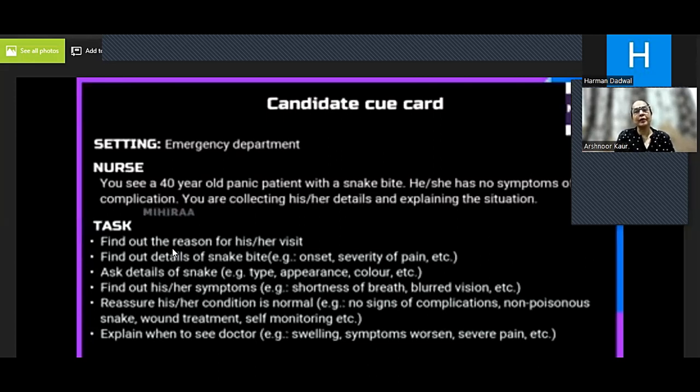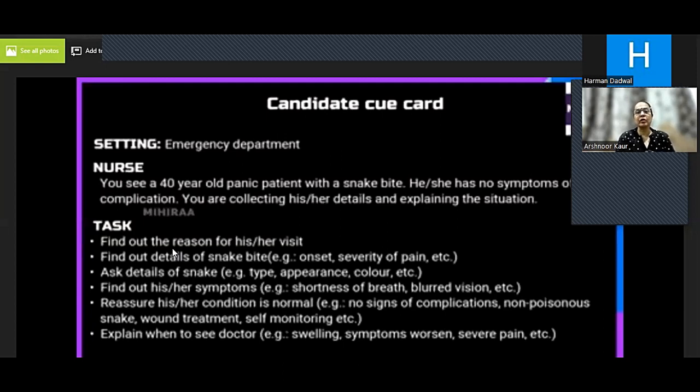Otherwise, there is another option. If you feel that your interlocutor is somewhat cooperative, then you may ask this question in the 3 minutes preparation time. When you have 3 minutes, you may ask, how may I address you, or how would you like to be addressed? In that case, you may take the same name. As we don't have any particular gender given here, you may consider it to be male or female, and you may ask the interlocutor how he or she would like to be addressed.